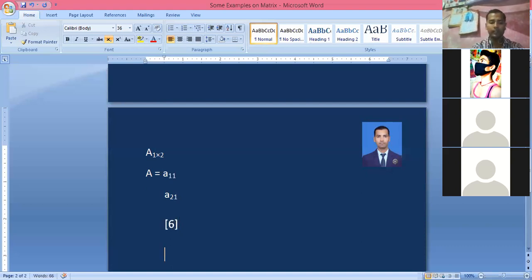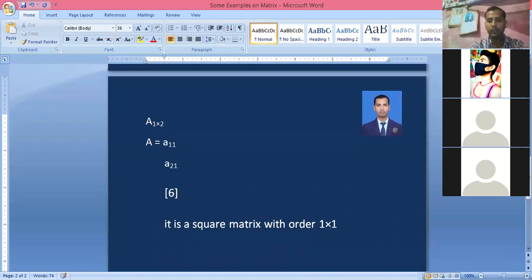Or you can write it like this. How will you write it as order? It is a square matrix with order 1 into 1. Very good. 1 into 1. So will you write like this? Yes sir, I know there won't be any problem with you. If you do the matrix, I think you have already learned it in your class. Okay.